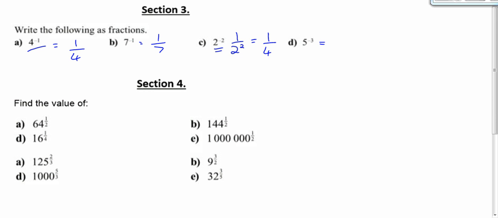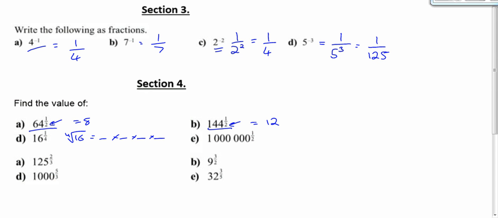Next one, 5 to the power of minus 3. That's going to be the same as saying 1 over 5 to the power of 3. And 5 to the power of 3 means 5 times 5 times by 5, which is going to be 125. Next, we had to look at fractional powers. So to the power of a half, the bottom is the root. That means the square root of 64, which is going to equal 8. The bottom here is going to be 2, so that means the square root. So the square root of 144 equals 12. Next, this one means the quarter root of 16, which means something times something times something times something makes 16. So that's going to equal 2.